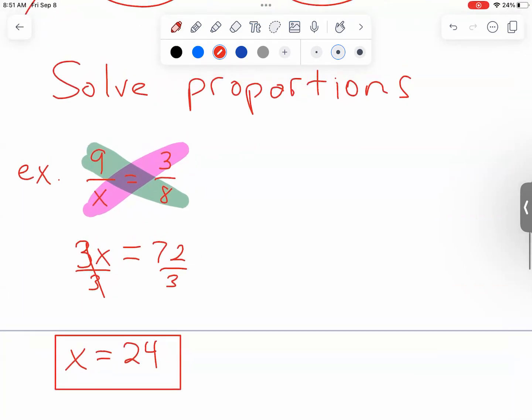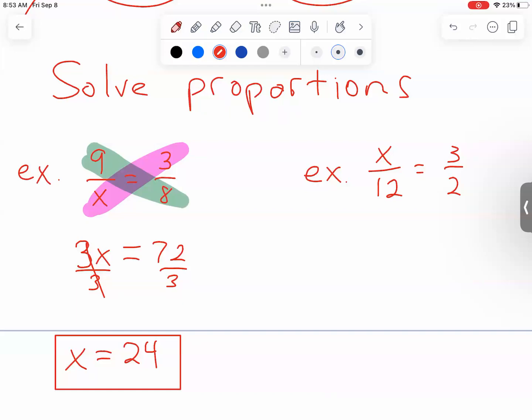All right, so right next to that, I'm going to have you guys do this one. Would you please do x over 12 is equal to 3 over 2. All right, solve that proportion, please.